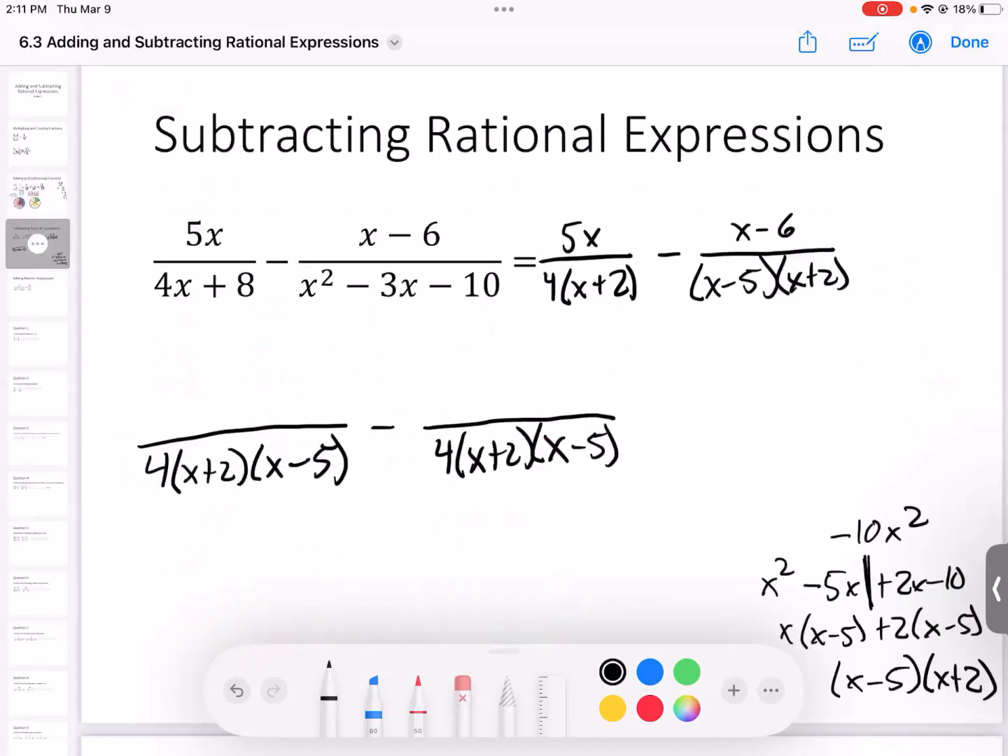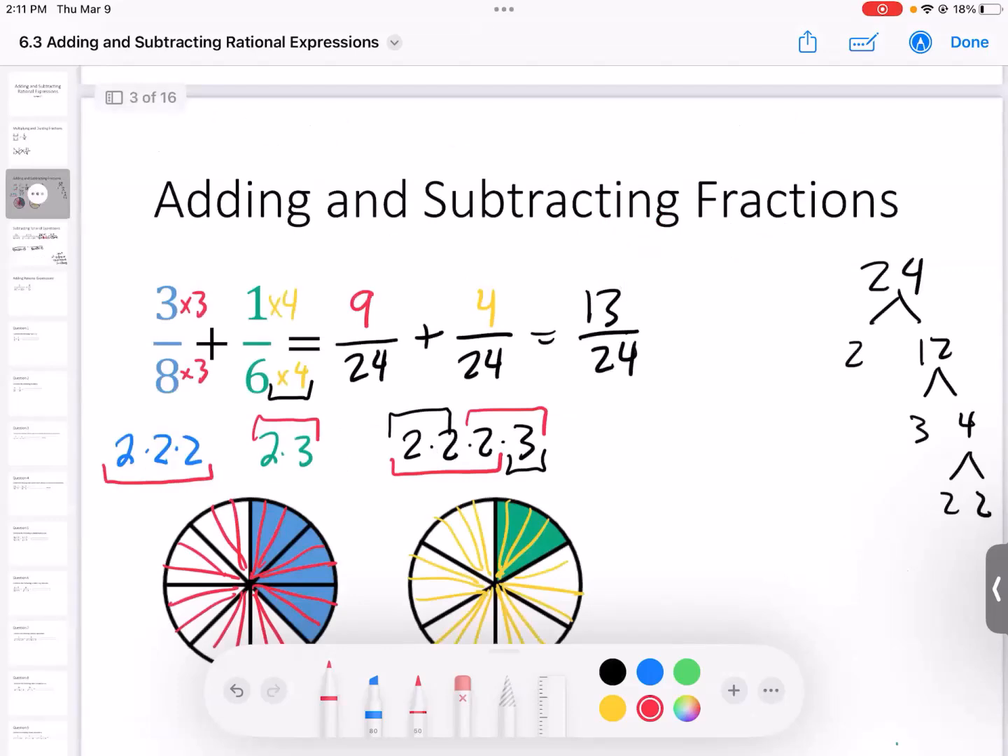this first fraction, we have a 4, we have an x plus 2, but we're missing the x minus 5. So I'm going to multiply the top and the bottom of this fraction by x minus 5. Does that make sense how you get that common denominator that way? And you got to make sure you do the top and the bottom, just like with regular fractions, because you're changing the sizes of your slices.